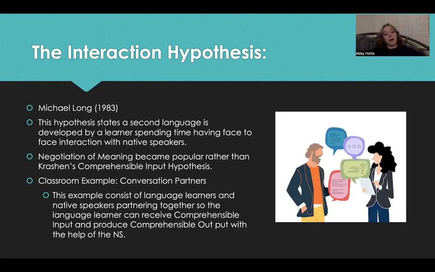So a classroom example that I thought was really great, that I've seen done at my old university and that I see done in the classroom every single day, is conversation partners. And I think this is very essential to the second language learner's process, because it consists of a native speaker partnering with a language learner so that the language learner can receive comprehensible input and produce comprehensible output. It's kind of like, okay, let's test this experiment for the language learner. I'm going to put myself in this conversation, and then let's see if I can produce comprehensible output with the native speaker.